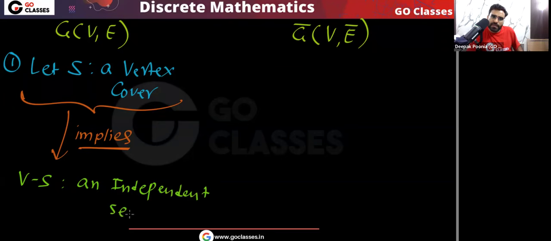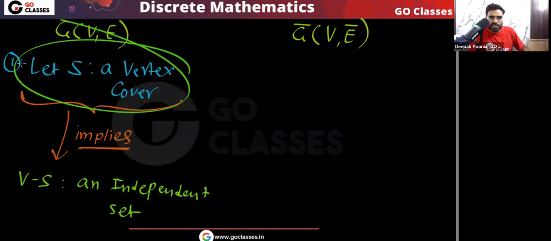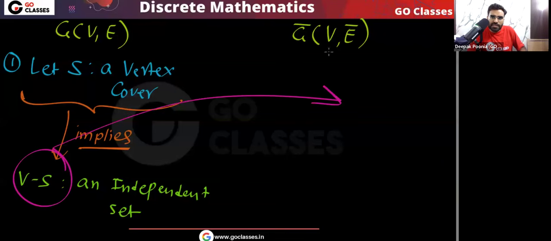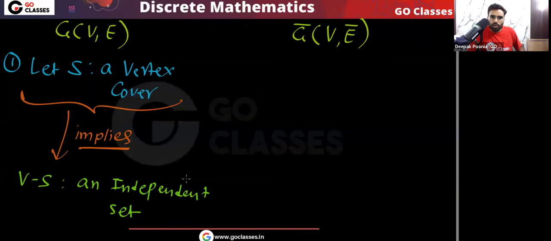Do you agree so far that in the graph G, if S is a vertex cover, then we already know the relationship between vertex cover and independent set: if this subset of vertices S is a vertex cover, then the remaining vertices V minus S will be an independent set. Now, we also know that if V minus S is an independent set in the graph G, then V minus S will become a clique in the G complement. We already know the relationship between independent set and clique.